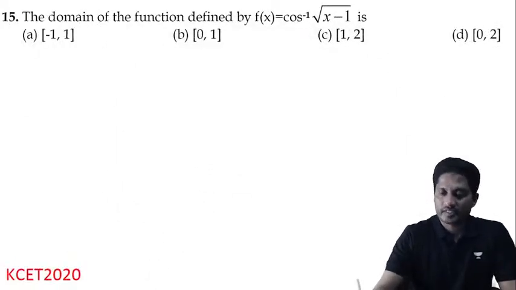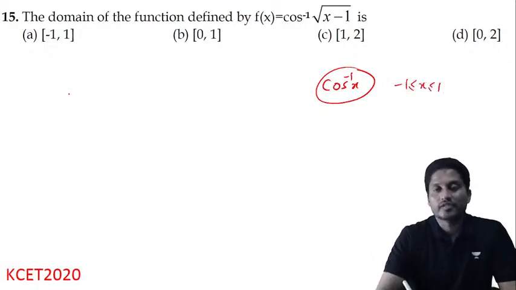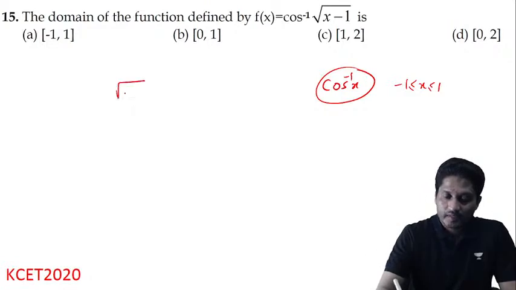What is the domain of this function? See, cos inverse of x is defined. The domain of cos inverse of x is x lies between minus 1 and plus 1. So the domain of cos inverse of root of (x minus 1) is: root of (x minus 1) should lie between minus 1 and plus 1.